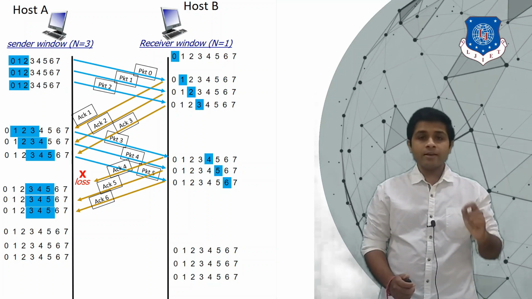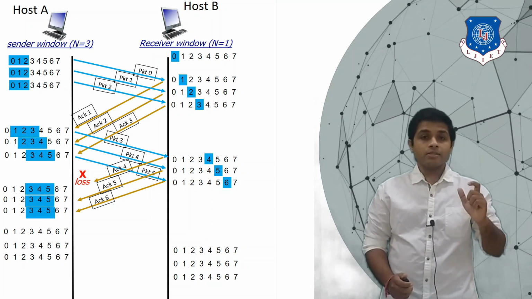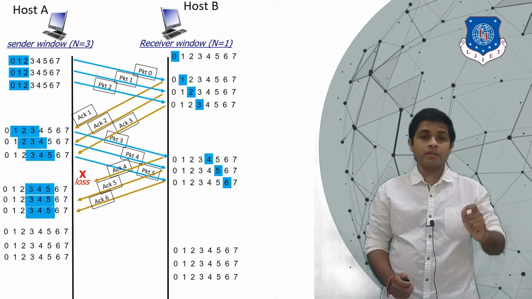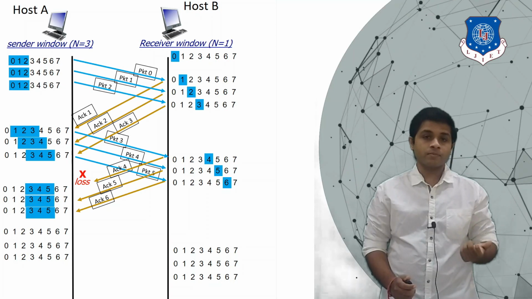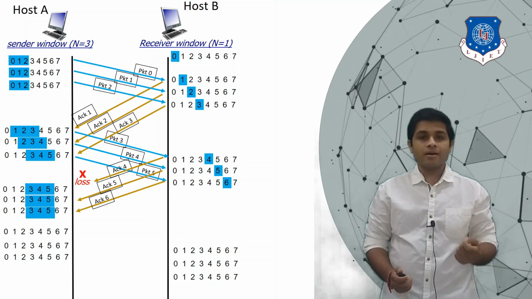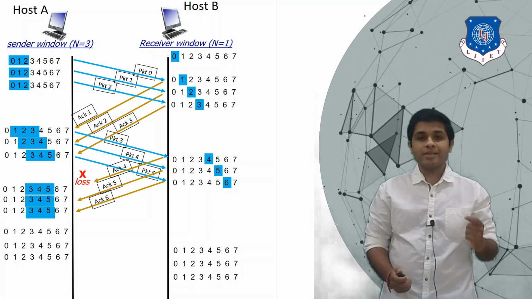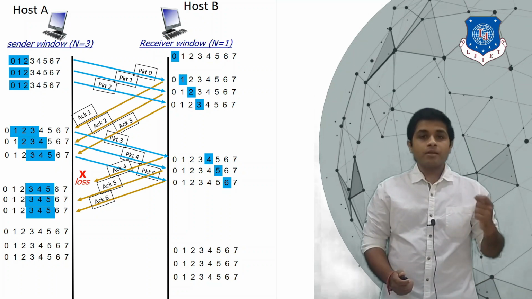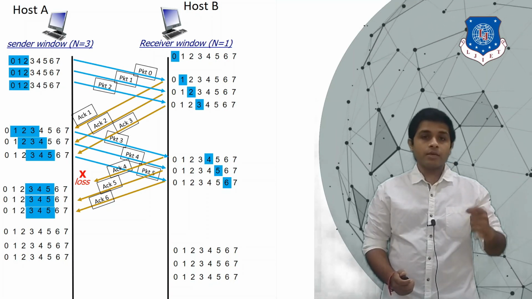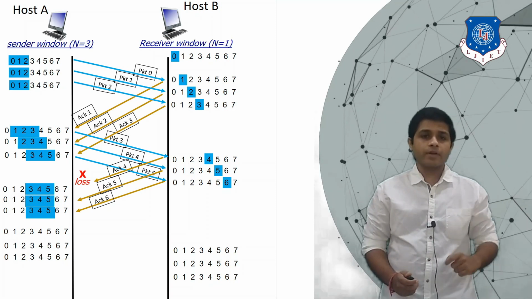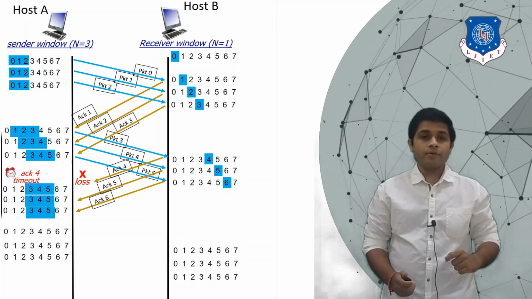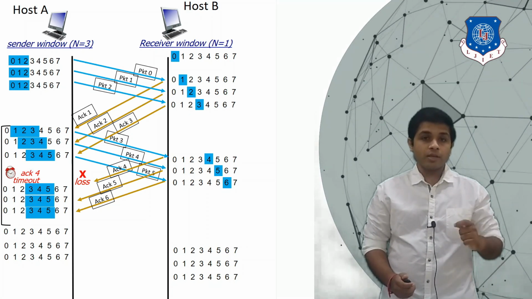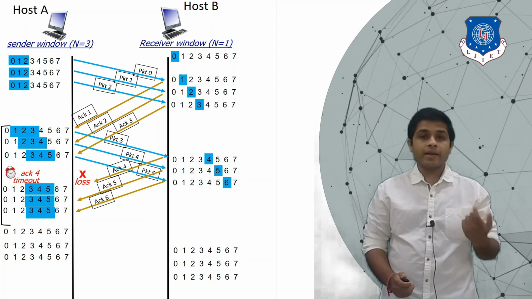So you can clearly understand that the sender's window will be stuck here and it will not move until acknowledgement 4 is received. We know that this is ARQ. It means that after sending every packet, there is a timer. So A will wait for ACK4 for a fixed amount of time. And if it doesn't receive any acknowledgement for packet 3, it will send all the packets again.